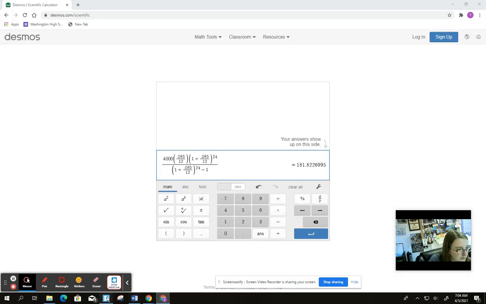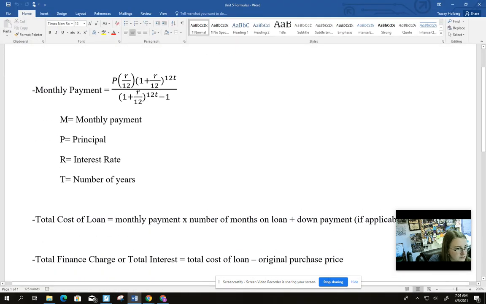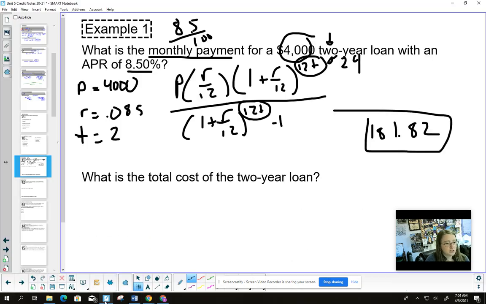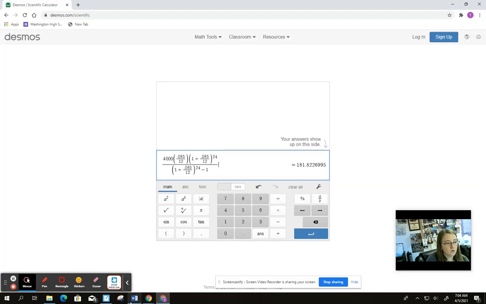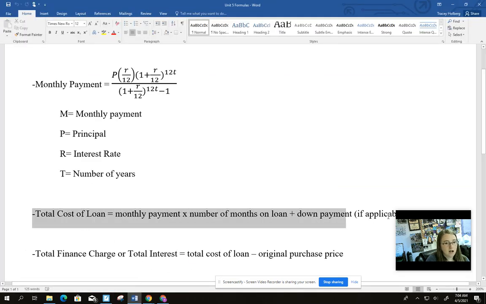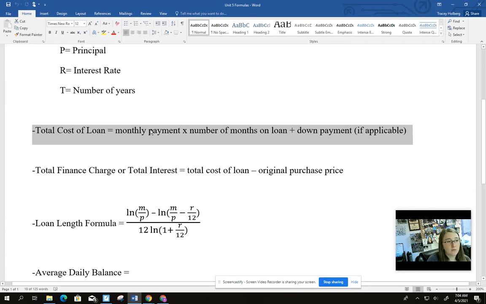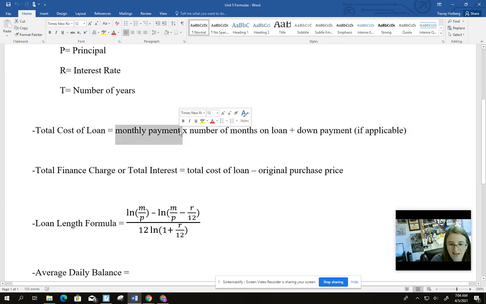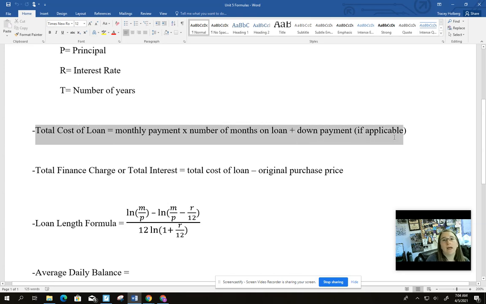So let me go back here, formula sheet. So notice the next question is going to say, what is the total cost? Now, we used this formula before, technically. However, it's a little bit different now because we found the monthly payment ourselves. So it says total cost of loan, monthly payment times the number of months, plus a down payment if applicable. And you notice this question did not say anything about a down payment. So that's all we're going to do.